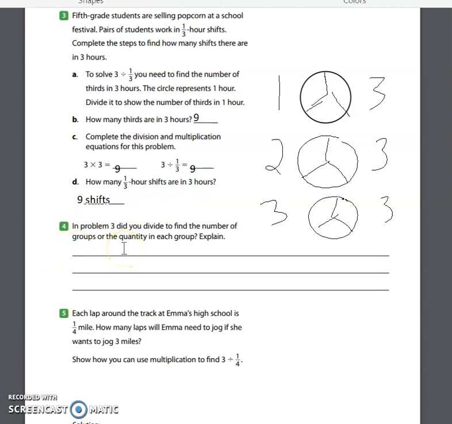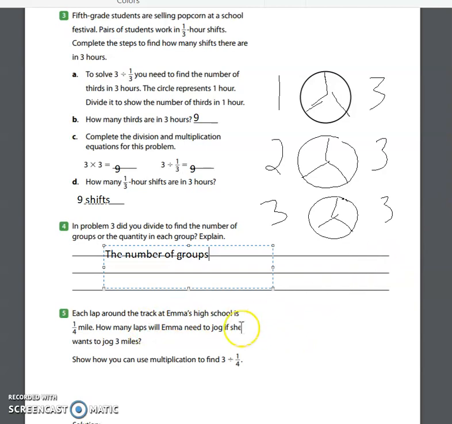So number 4 says, in problem 3, did you divide to find the number of groups or the quantity in each group? Here we wanted to see, remember we already broke each of them into how many groups of threes, how many groups we have, right? So we were trying to see the number of groups, which is what we were adding here. We got 3 groups, 3 groups, 3 groups. We got a total of 9 groups here.